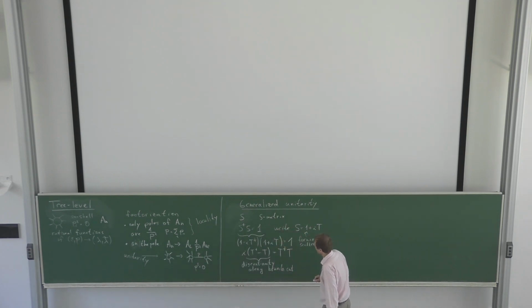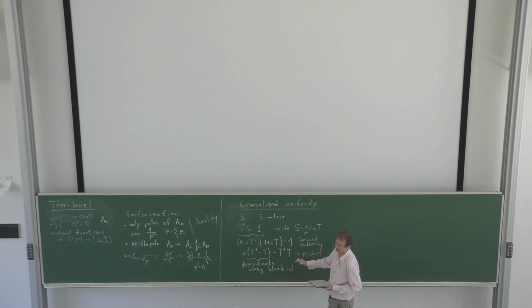Okay, and the T dagger T, you see that it's quadratic in T. So this will correspond to some product. This is also an imaginary part, as you can see from here, but that indeed corresponds to the discontinuity along the branch cut. And the right-hand side corresponds to some quadratic part, so this will be a product of S matrices or amplitudes.